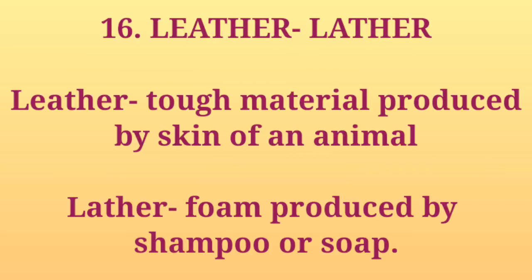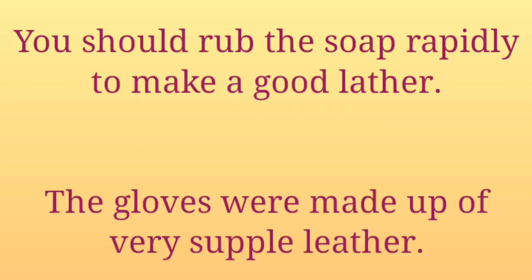Now the next words are leather and lather. Leather means tough material produced by skin of an animal. And lather means foam produced by shampoo or soap when you repeatedly rub it. Now look at the sentences. You should rub the soap rapidly to make a good lather. So here meaning is clear from the sentence itself. Second, the gloves were made up of very supple leather. So here leather means that tough material.